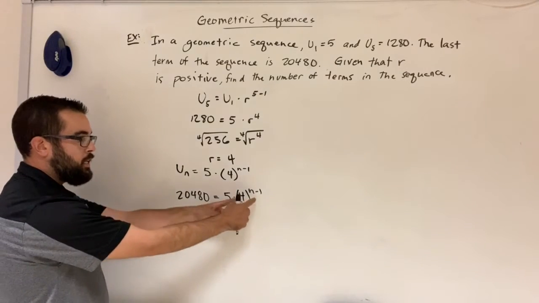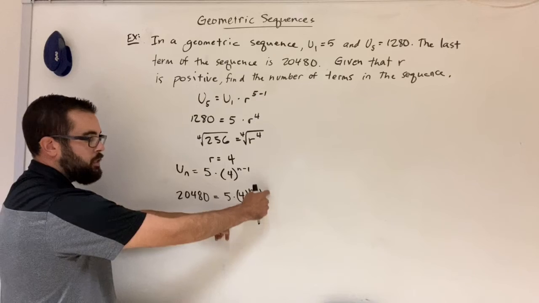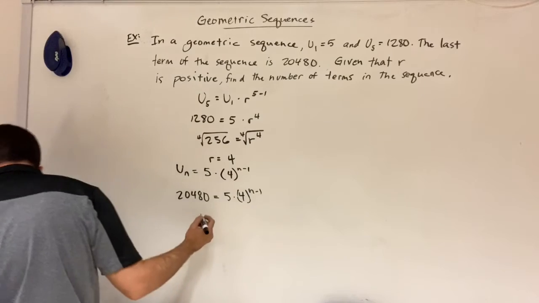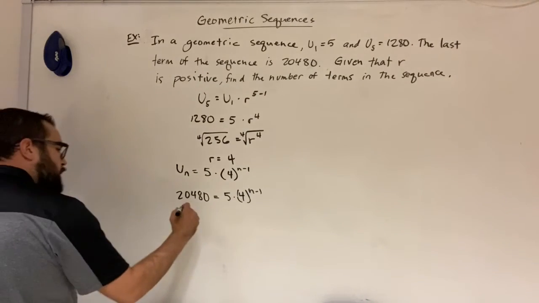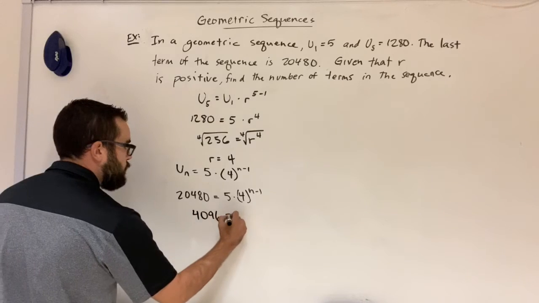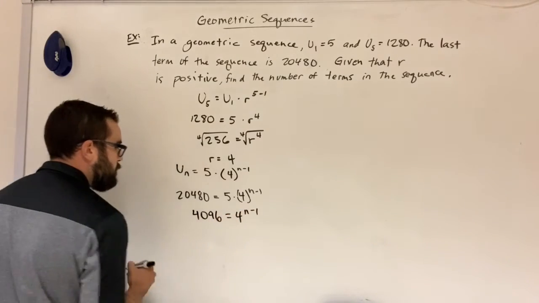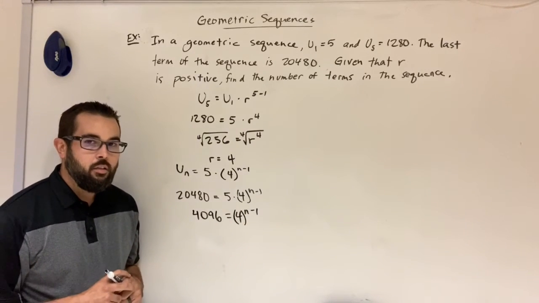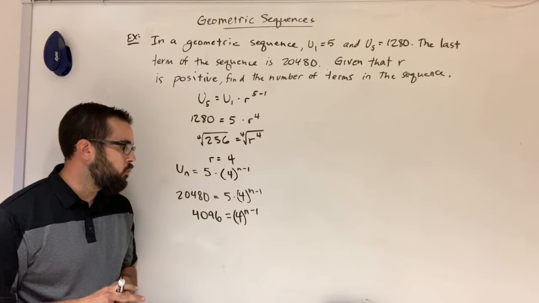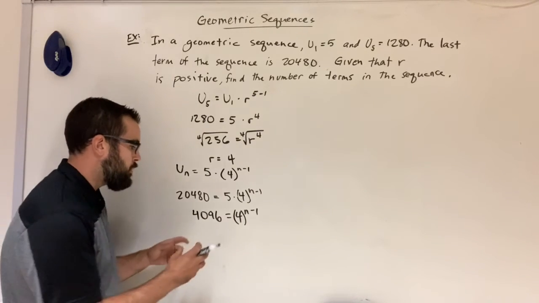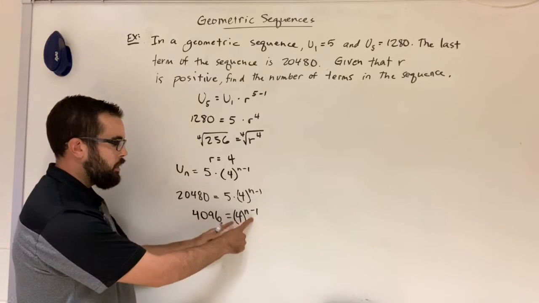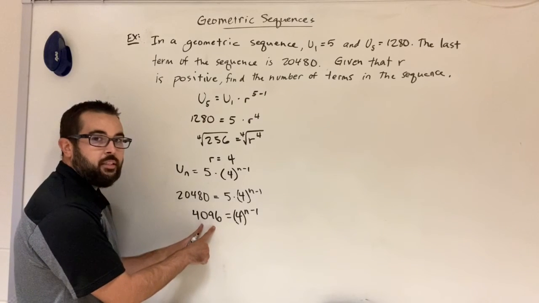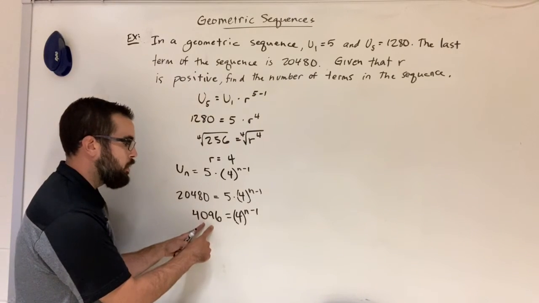All right, so let's try and get this piece of the equation by itself. So we're going to divide by 5 on both sides. And when you divide by 5, you end up with 4,096. Okay? So, there's a couple different ways to solve. I think the easiest way to solve is to figure out, okay, 4 to some power is 4,096. See if we can write 4,096 as a base 4 to some exponent.